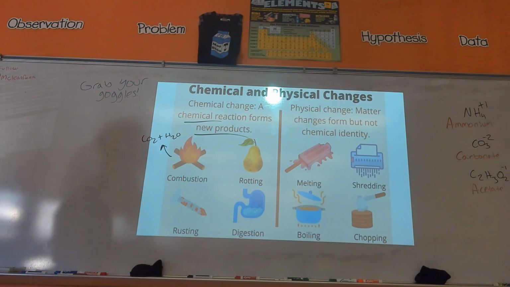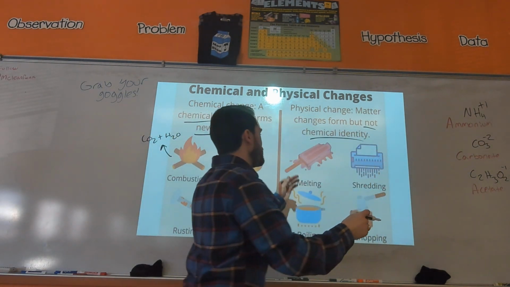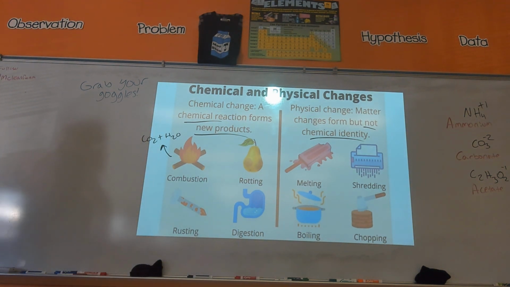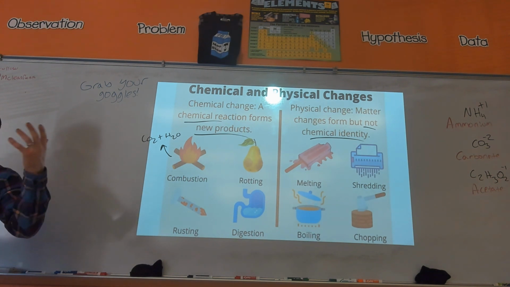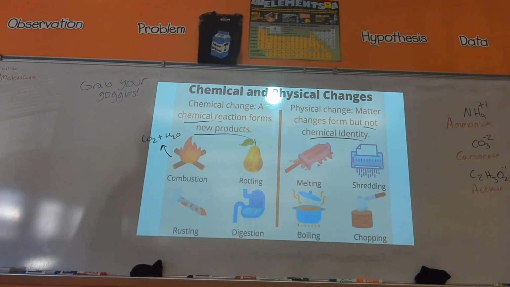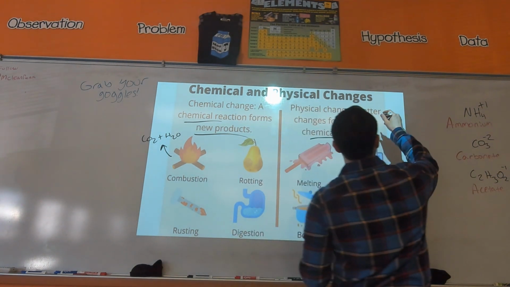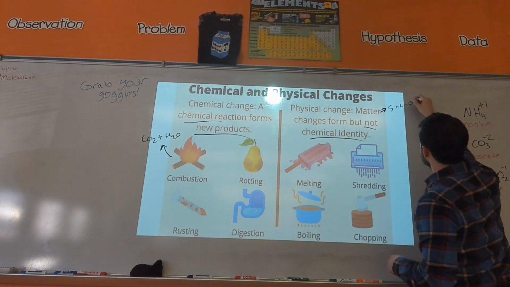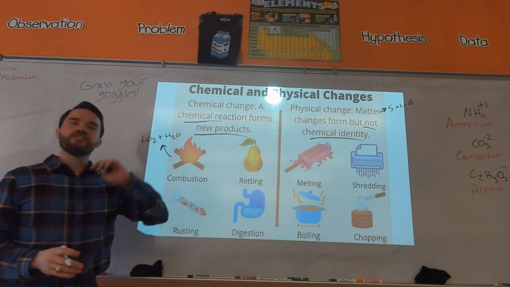Now, a physical change is something that does not change the chemical identity. Melting. If you melt a popsicle, the popsicle isn't all of a sudden becoming made of new chemical things. It's just melted. It's just a different state of matter. So in other words, matter changing form, solid to liquid to gas. Those are just physical changes.